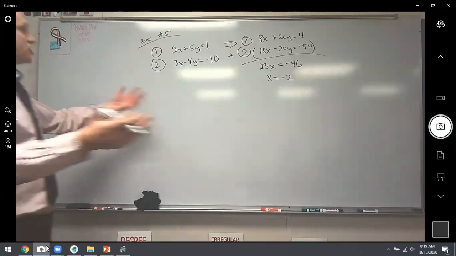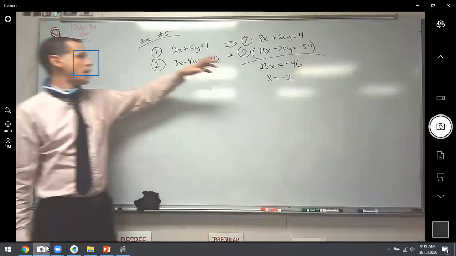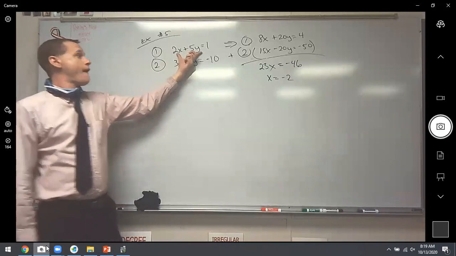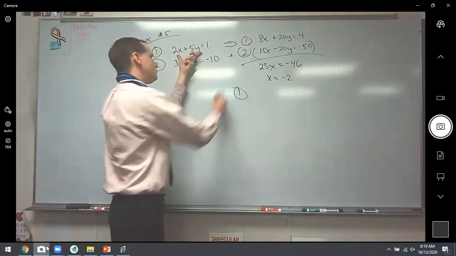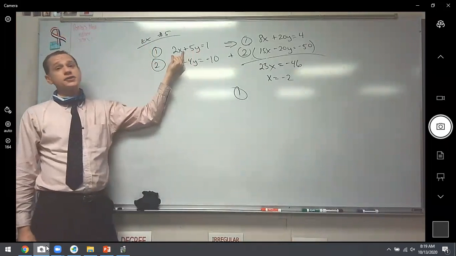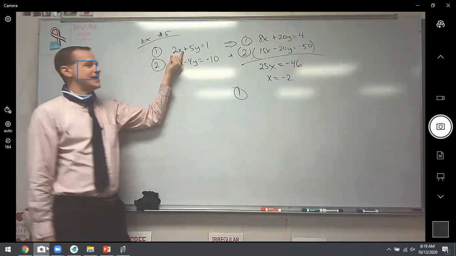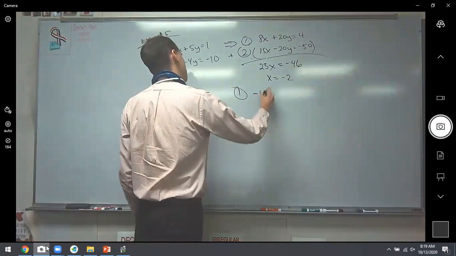Then we'll go back somewhere, doesn't matter where. How about here? Why not? Any equation will work. So if I go back to equation 1, it said 2x, but I know x is negative 2 now. And 2 times negative 2 is negative 4.